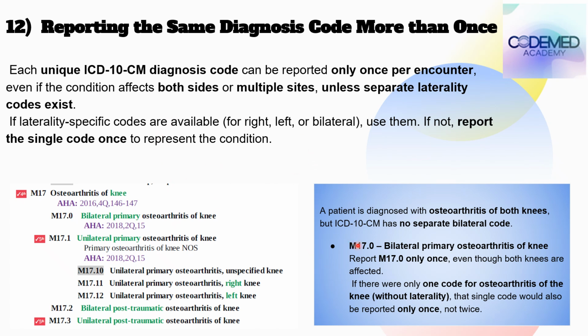So let us take an example. A patient is diagnosed with osteoarthritis of both the knees. Now in this case, I am going to write the code M17.0 because the code language uses the word bilateral primary osteoarthritis of the knee. So because the code language uses the word bilateral, I will use this code only once. Remember that.